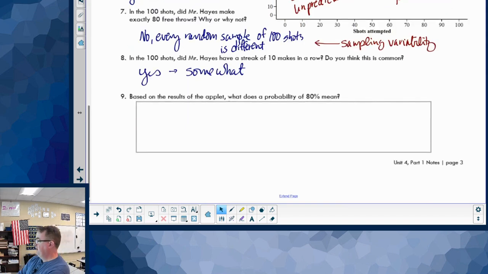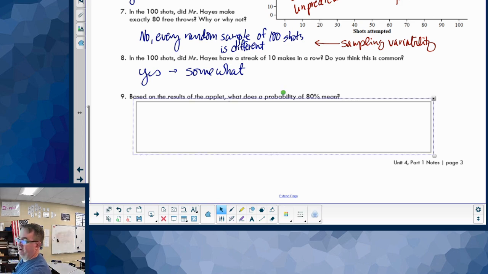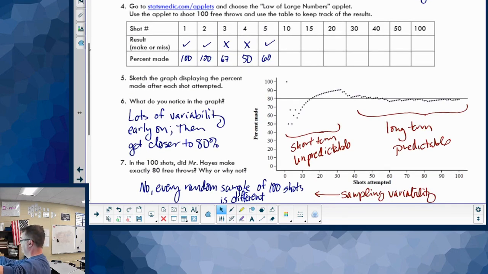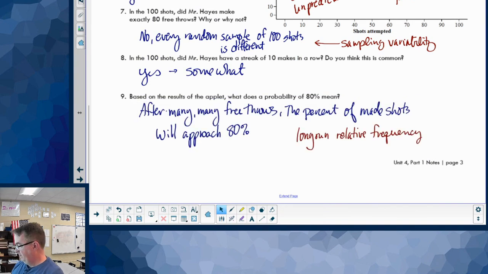And then last but not least, based on the results of the applet, what does the probability of 80% mean? Notice we didn't hit 80% right away. In fact, I went way up there. What was my highest percentage? I was above 90% there for a little bit. But what it means is that after many, many free throws, the percent of shots made will approach 80%. We're not saying for sure we're going to get 80%, but you'll do a bunch of this in calculus where you try to figure out the limit of something, where you're going in the long term. Think asymptotes back in Algebra 2, okay? This is called a long run relative frequency.